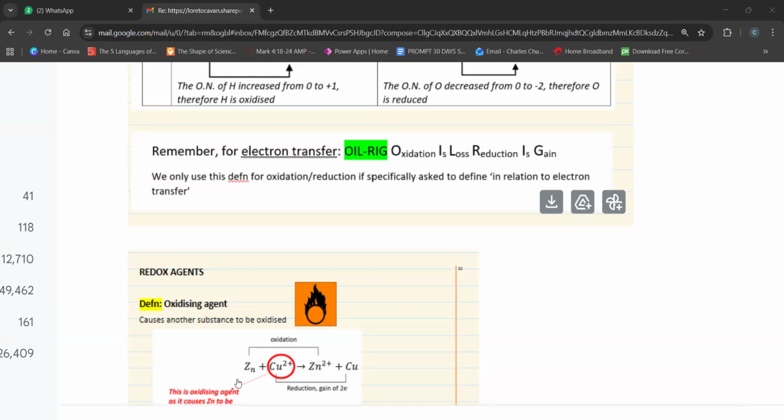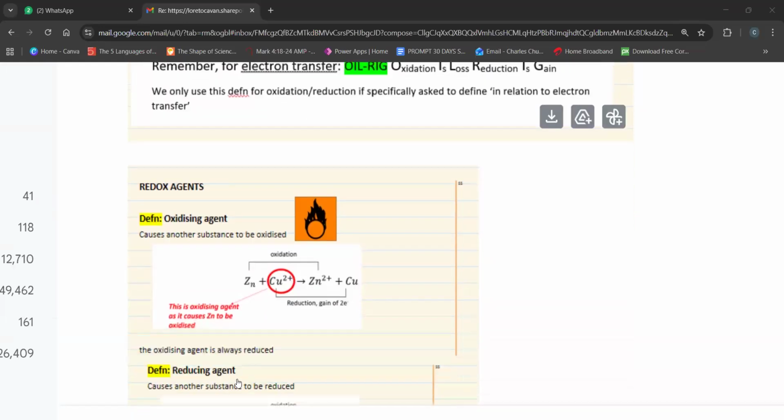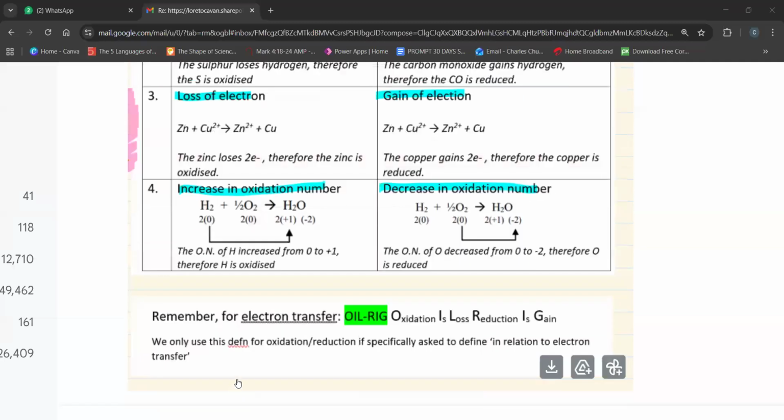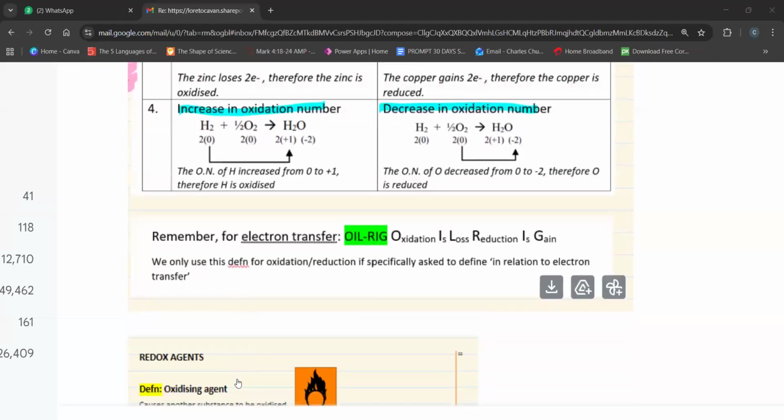OIL RIG: oxidation is loss, reduction is gain. That's for electron transfer. That's an interesting one. I like that. So I think I can adopt it too. But if you notice what I was saying back then, I said something like O level. O level, that's ordinary level. O for oxidation, L for loss. So that's loss of electron. Then I think I found something for the RG.